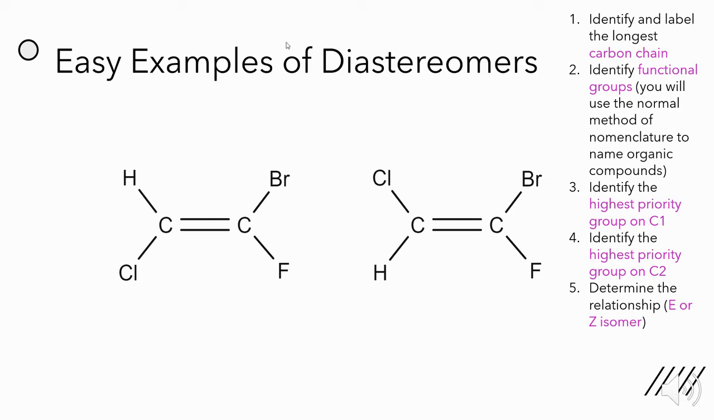So for this first molecule here, we see hydrogen and chlorine on carbon 1. So we're going to circle chlorine. And then we see bromine and fluorine on carbon 2. So this is an E isomer because they're on opposite sides. And in the second molecule, the chlorine and bromine are on the same side, so this is going to be a Z isomer.